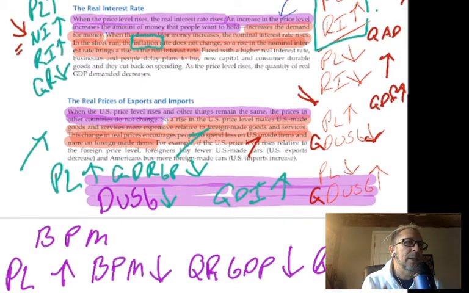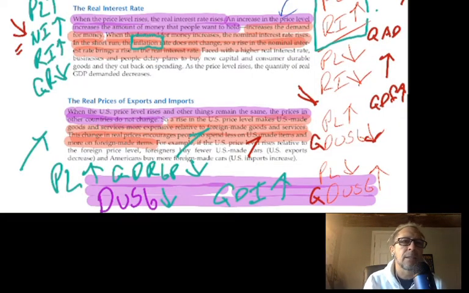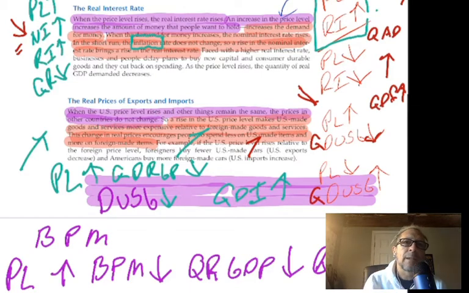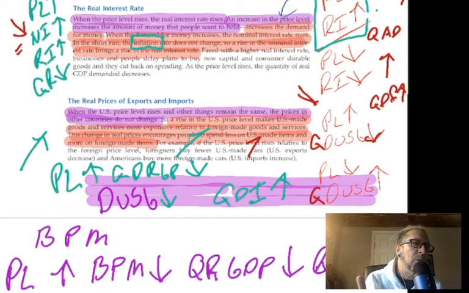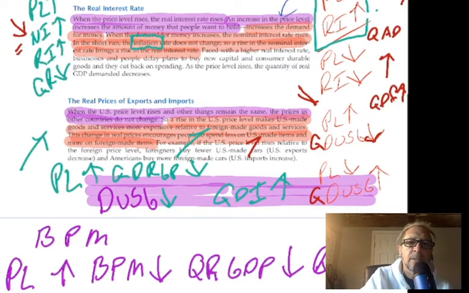Finally, the real price of exports and imports is that if the price level rises in the United States, right, because we're talking about real GDP, that's U.S. goods made by foreign and domestic in the U.S., then what happens is as the price level rises, that makes our goods more and more expensive to a foreign country. So the demand for the U.S. goods will decrease, which then causes the quantity of aggregate demand to decrease and quantity of real GDP to decrease.